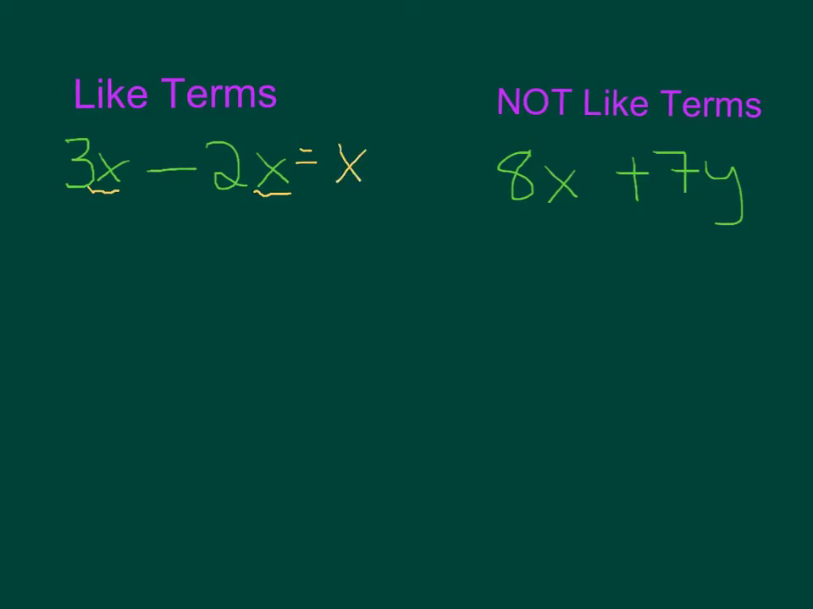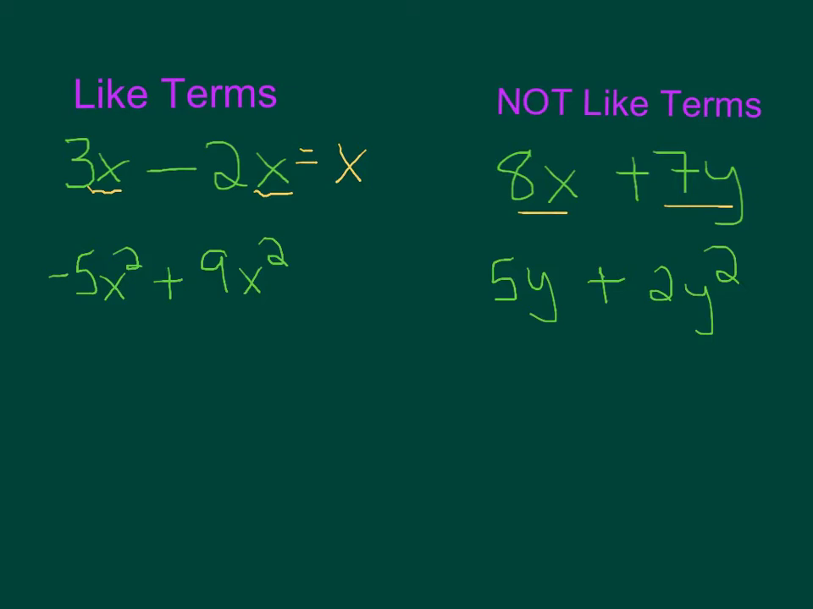Next, we're going to review the difference between like terms and not like terms. Like terms are 2 terms which you can combine, and not like terms are 2 terms which you cannot combine. So think about what needs to happen for you to be able to combine 2 different terms. So here we have 3x minus 2x. Those are like terms because they have a common variable and we can combine them, and that would equal 1x. But over here we have 8x and 7y, different variables, which means we cannot combine them, so they're not like terms.